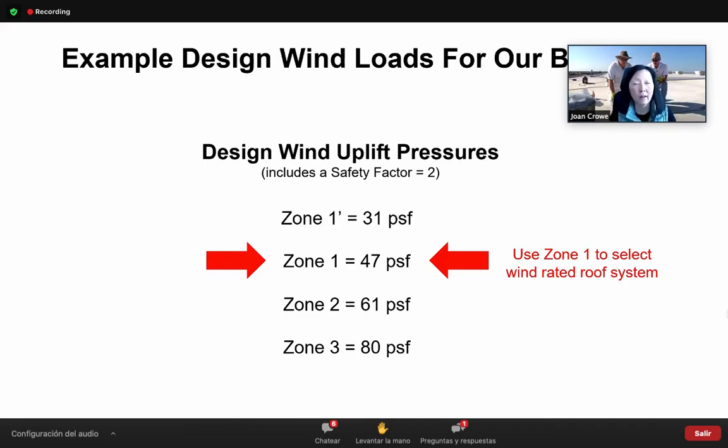So I play an engineer, I don't play one on TV, but I am able to run some calculations. So for our building in Chicago, I determined what the pressures would be. And for prescriptive enhancements, you always use the pressures in zone 1 as your basis. Okay, so for my 30-foot tall building in Chicago, an office building, a very simple category 2 building, I got 47 pounds per square foot. And that's what we're going to use to select a rated system.